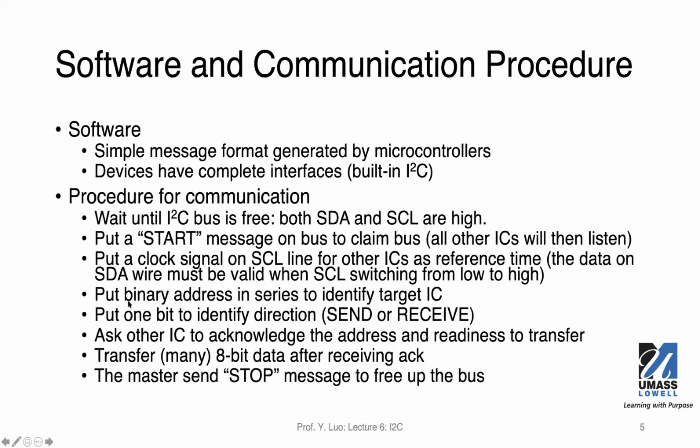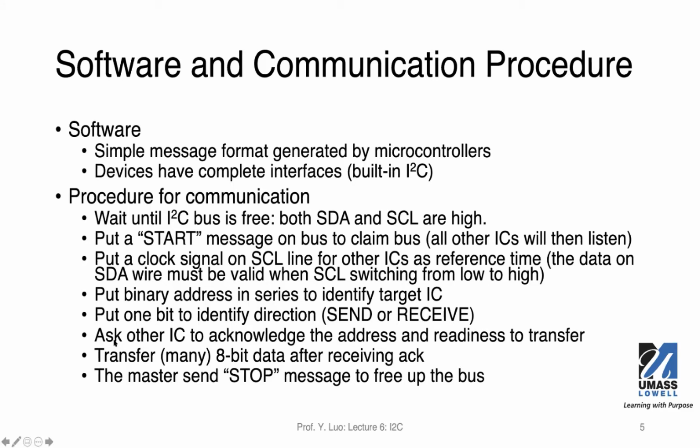One important step is first we need to put a binary address in series to identify the target IC. You can connect multiple ICs on the same I2C bus, which is often the case. But each of these ICs has its own unique address. It could be a 7-bit address, or in the later specification, a 10-bit address. But most of the time, you have a 7-bit address to identify the device. Then you need to put an indication to identify the direction of the transfer. This is from the master side. Is it sending or is it receiving?